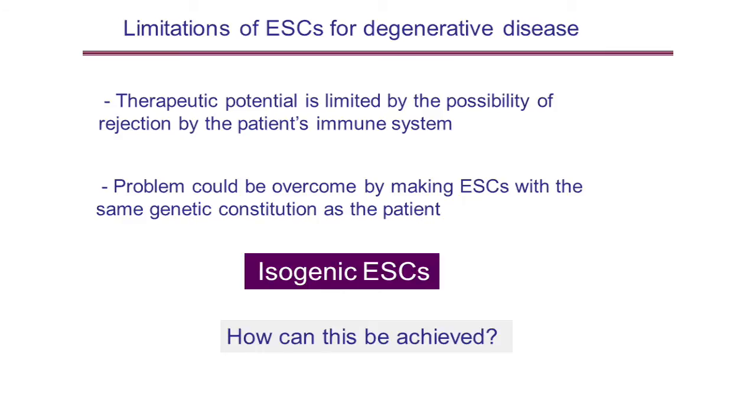However, for therapeutic potential, there is a limitation, because the patient's immune system might reject these stem cells. And this problem could potentially be overcome by making ES cells with the same genetic constitution as the patient. So this is the driver for deriving what we call isogenic ESCs, with the same genetic constitution as the patient. How can this be achieved?